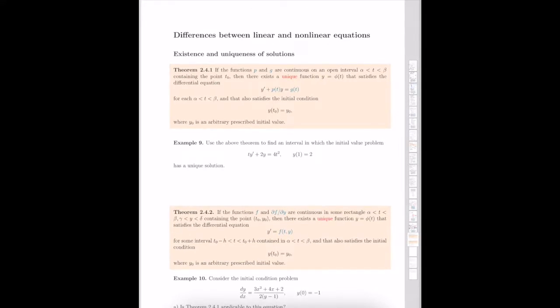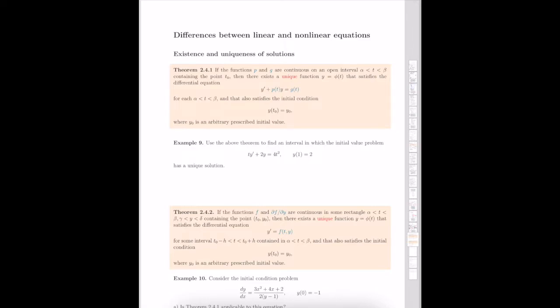For linear equations, we have a neat theorem here. I call it theorem 2.4.1, just to have the same number as the one in the textbook. It describes the condition and the situation for a linear differential equation to have a unique solution. Okay, so let's just go through the theorem together.